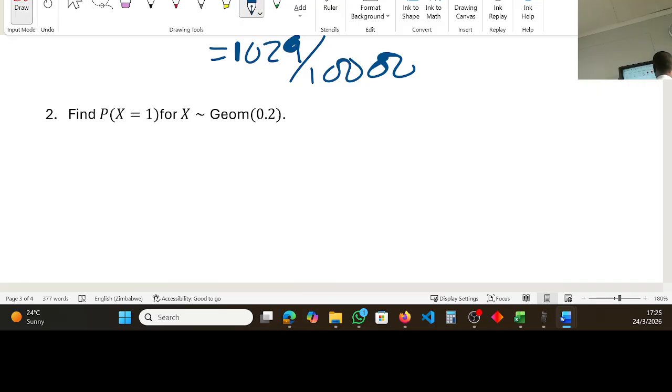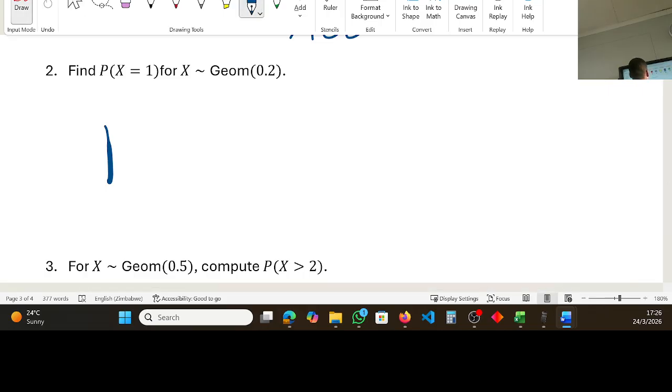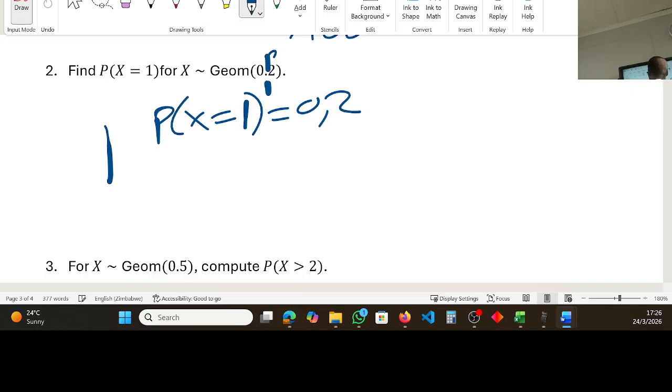So moving to the next problem, let me create a bit of space there. Here we are being asked to find the probability that x is actually 1 on a geometric distribution. If x is 1, it looks like there's nothing to compute there. When x is 1, it means you're actually succeeding on the first trial itself. So the chance that x is 1 is actually 0.2, because here we'll be having the p.